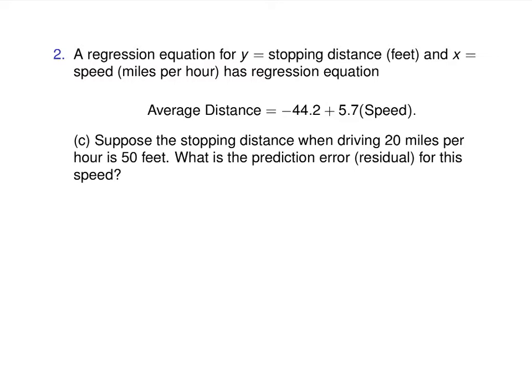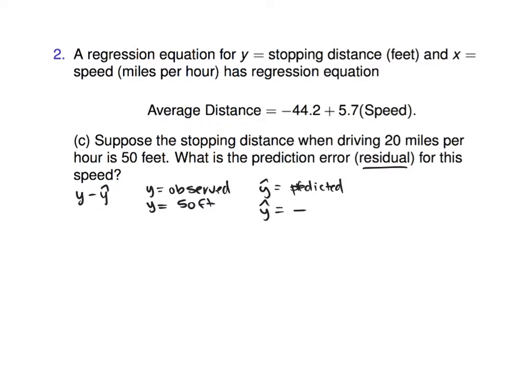Anyway. So stopping distance when driving 20 miles per hour is 50 feet. What is the prediction error, or in other words, a more common word, the residual for this speed? So remember, residual is y minus y hat. y is the thing that you observe. y hat is the predicted thing you find from the regression line. So what is the observed stopping distance that you found? 50 feet, spectacular. What do you plug into your regression equation to get y hat? 20 miles per hour. 20, great.